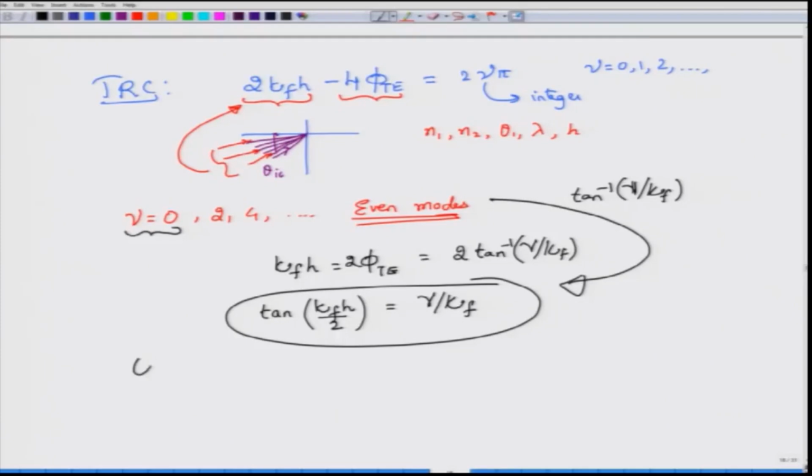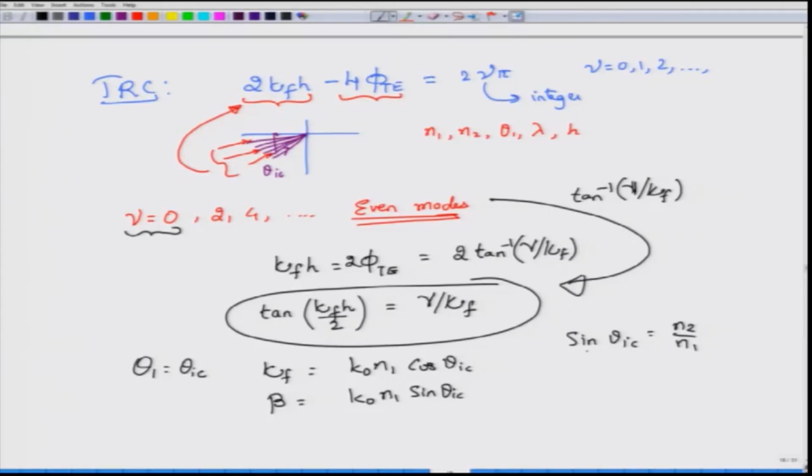Now, let us consider what happens when theta 1 is equal to the critical angle theta I c. What happens to the value of kappa f? Remember, kappa f was actually k 0 n 1 cos theta 1, but theta 1 is now equal to theta I c. And what about beta? Beta is equal to k 0 n 1 sin theta I c, but I know that under total internal reflection, the critical angle is given by n2 by n1, where n1 is of course greater than n2.